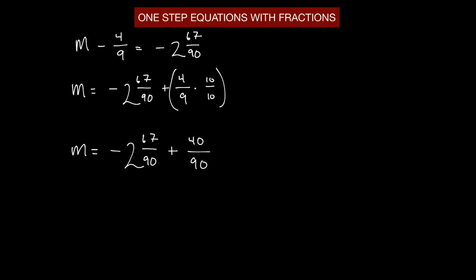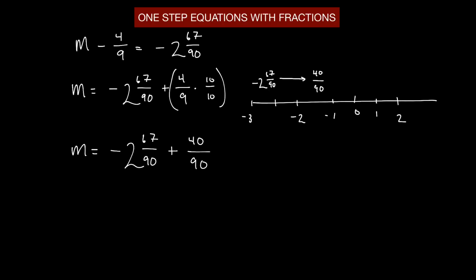Okay, so what does this mean? It means we have a number line. Okay, here's 0, here's negative 1, here's negative 2. Let's call this point right here between negative 2 and negative 3 negative 2 67/90. And we're going to add 40 over 90. So we're going this way, we're adding. Remember, when you're adding, you're going up the number line. So we're adding 40 over 90.